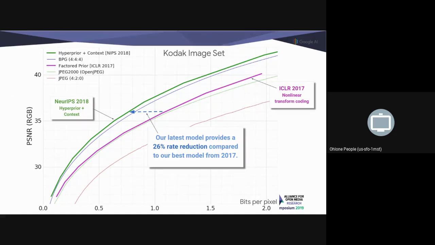And the highest line on this graph is this hyperprior plus context model that I was describing. We saw a huge improvement in just 1 year by switching to this model. So that was a pretty amazing jump. If you're curious how HEVC, for example, would fare, that's the line below the top line.